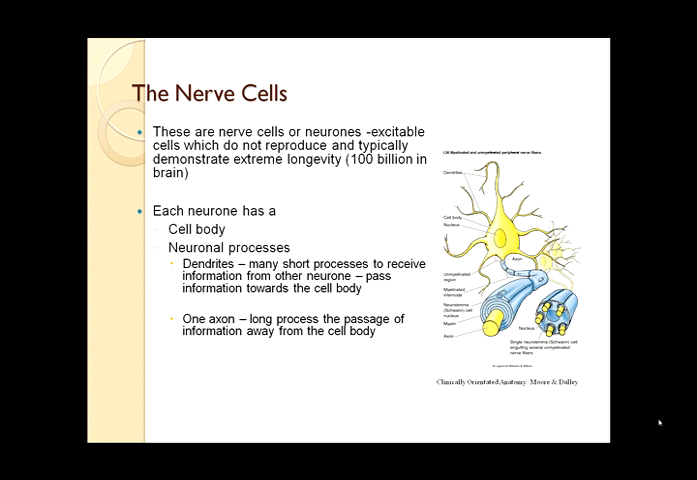Dendrites are short processes that receive information from and pass information to other cells, other adjacent neurons. Each neuron or nerve cell has a single axon, which is a long process that passes information typically away from the cell body. Within the central nervous system, there are a number of other supporting cells that maintain the structure and organization of the central nervous system. And there are approximately 900 billion of these cells throughout the central nervous system.